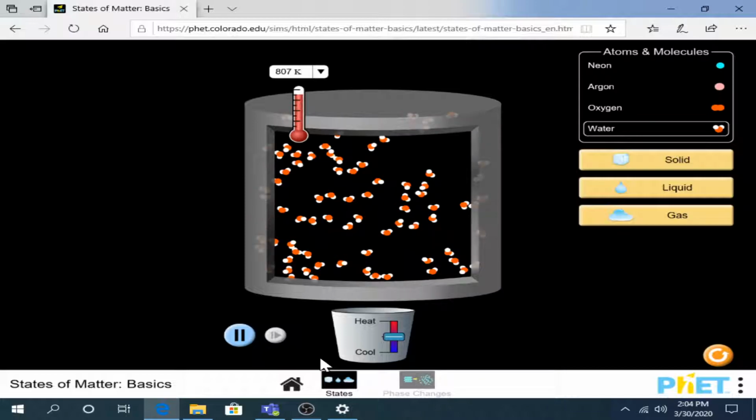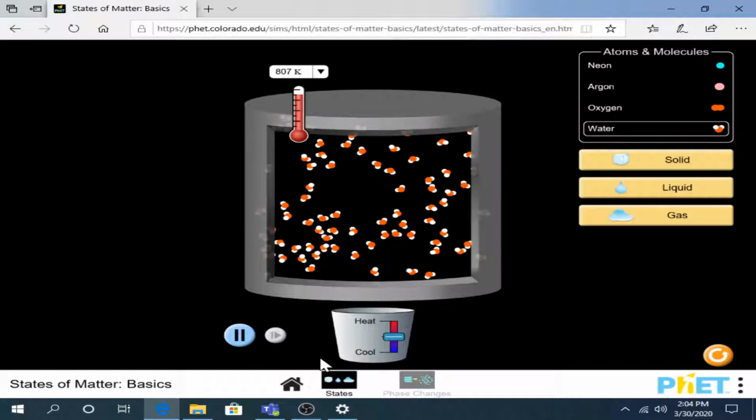Now, in a solid, if you put a rock in a bucket, it's just a rock in a bucket. It's not going to change its shape. So, I mean, you know what the properties of solids are. It's going to sit there.